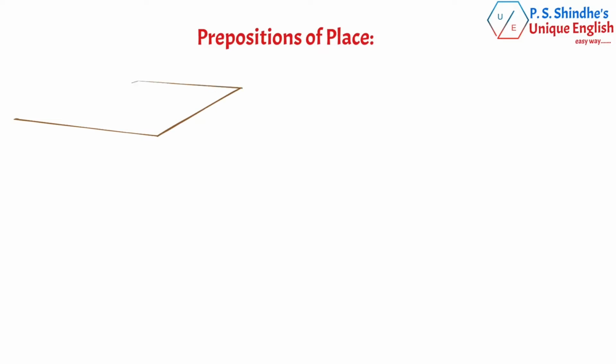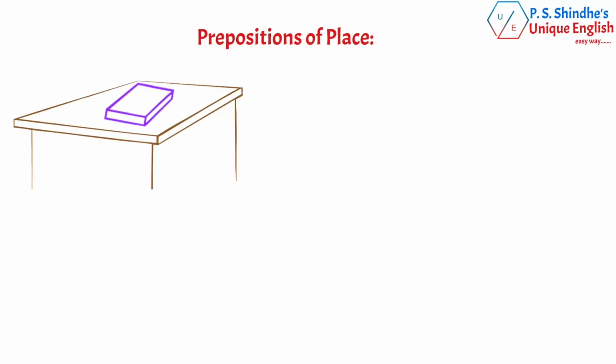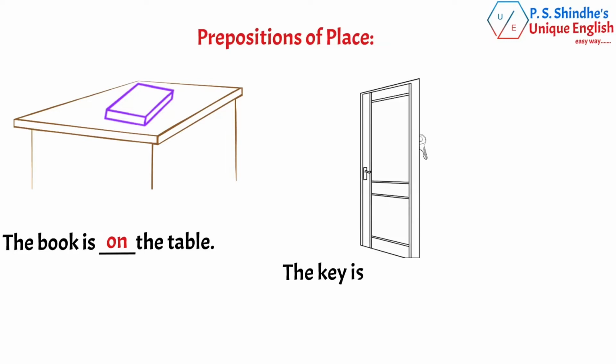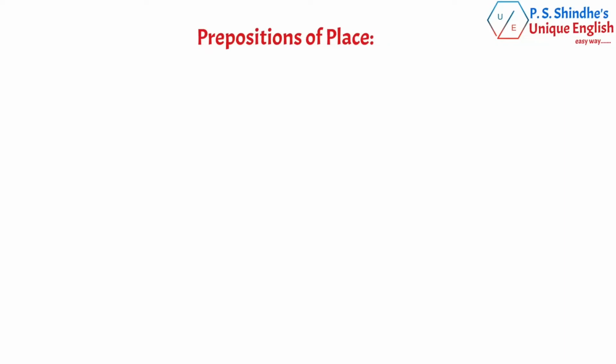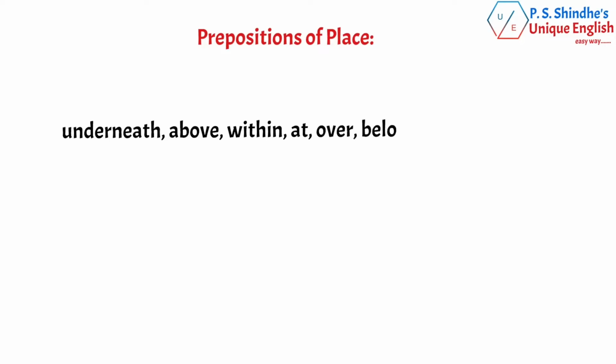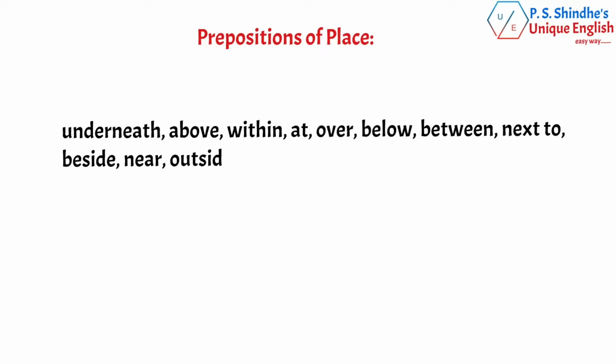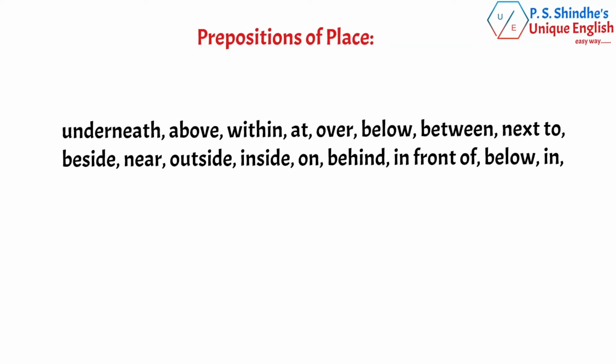Prepositions of place. The prepositions that help to identify the location of something or someone are called prepositions of place. For example, the book is on the table. The key is behind the door. In these examples, on refers to the top of the table and behind refers to the back of the door. Common prepositions of place: underneath, above, within, at, over, below, between, next to, beside, near, outside, inside, on, behind, in front of, below, in, under, opposite, close to, etc.